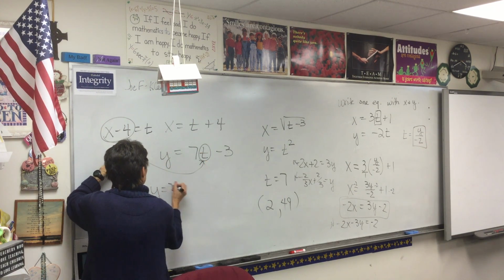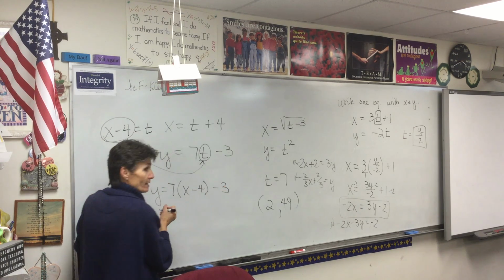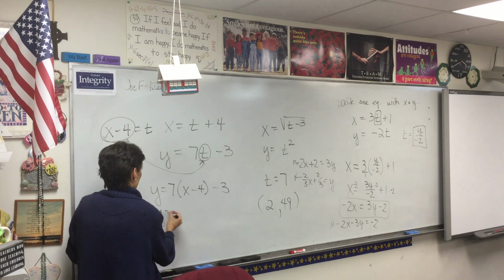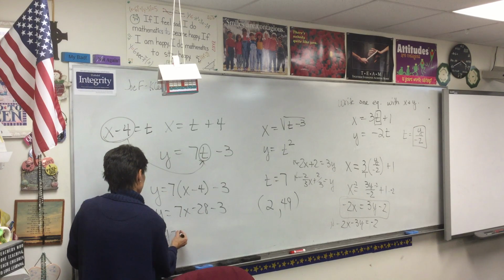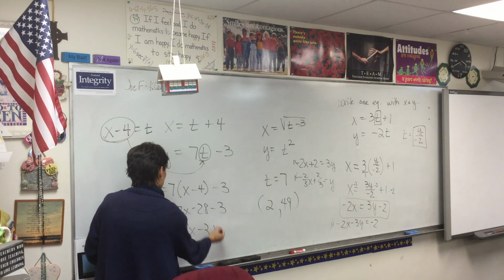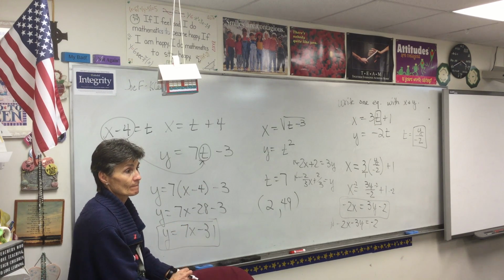So y equals 7 times x minus 4 minus 3. Or 7x minus 28 minus 3. And oh, this one's going to work out beautifully. 7x minus 31. Y equals 7x minus 31.